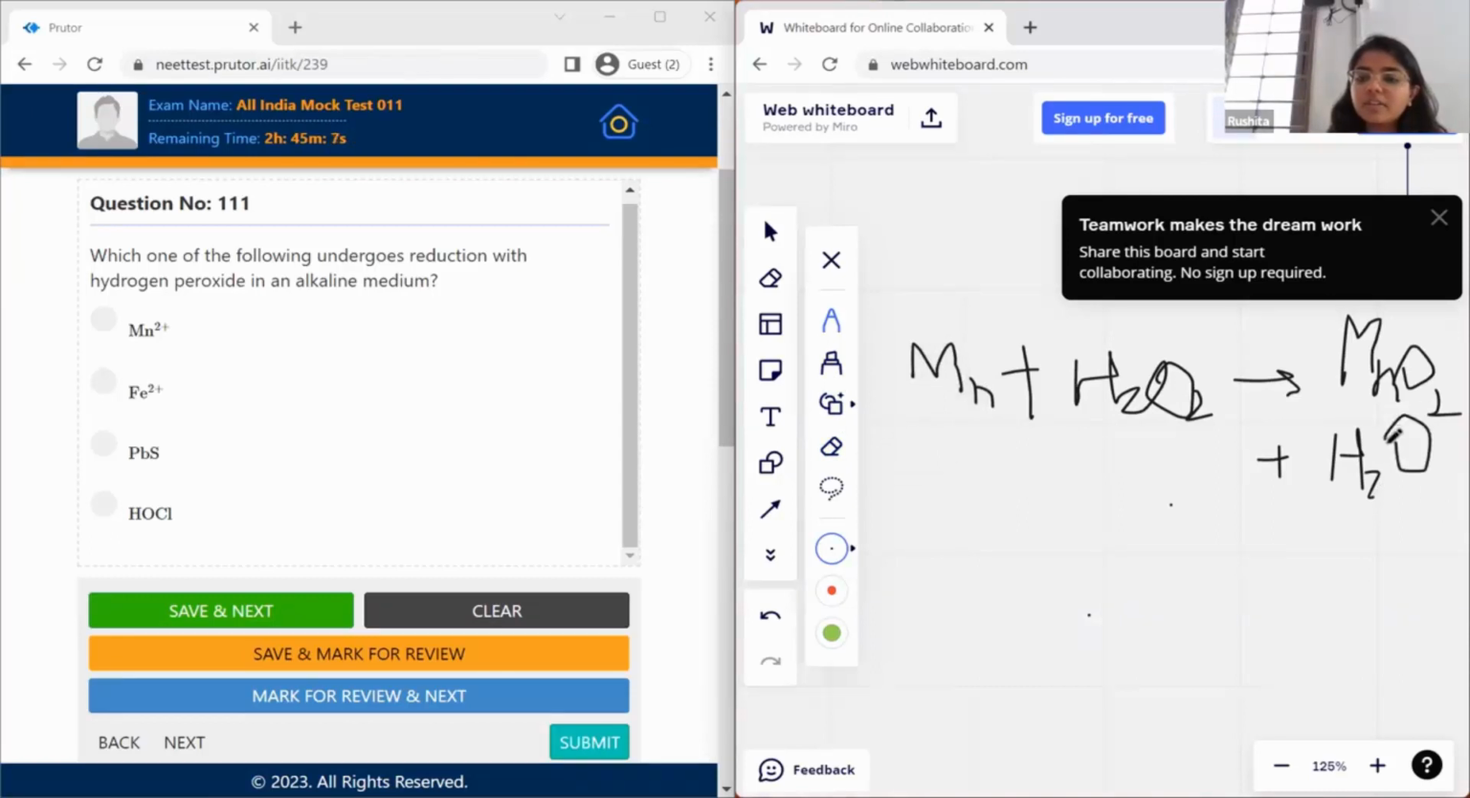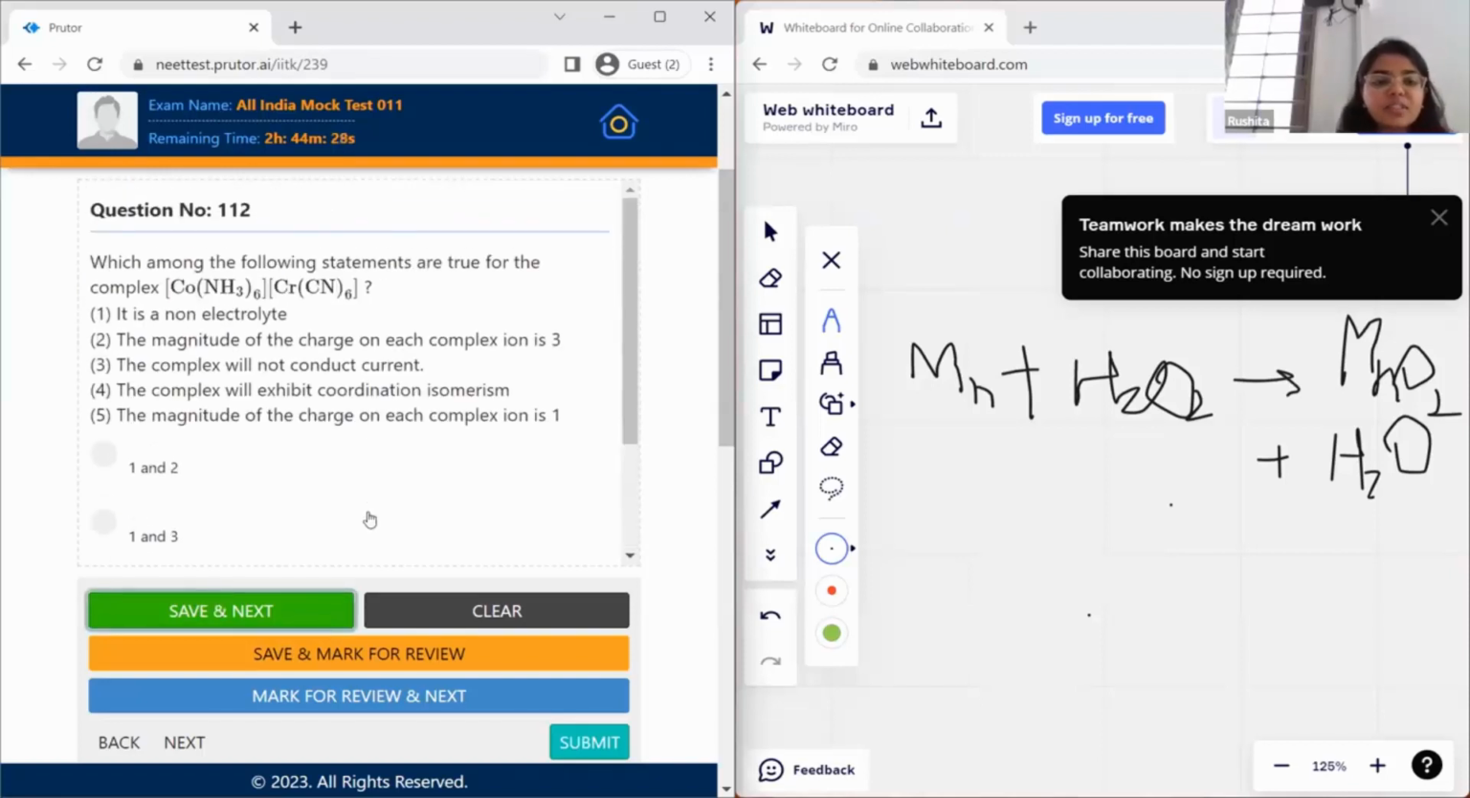So if we see, the oxidation state here is +2, which is given in the question, and here it would be +4. So Mn is undergoing oxidation, not reduction. In the same way, Fe2+ and PbS would also be undergoing oxidation, not reduction, but only HOCl would undergo reduction in the presence of H2O2. So likewise, you need to write the equations and then you can figure out if it's undergoing reduction or oxidation. And for that, it's very important that you know the structures and the reactions of all the metals, at least the ones given in NCERT.